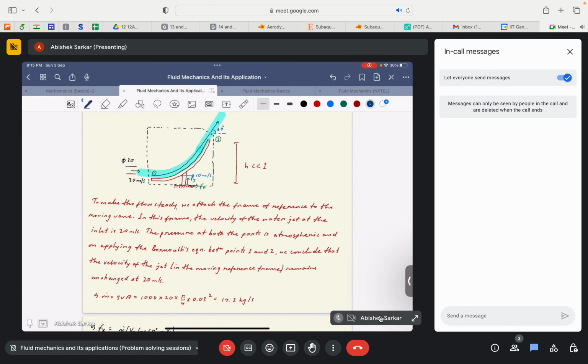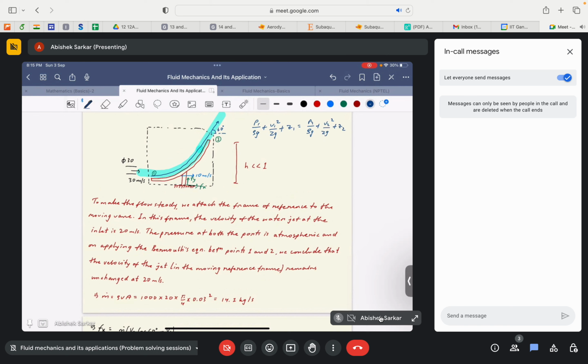So essentially, applying Bernoulli's equation tells us that the velocity at the inlet and at the outlet would be the same. Let me just write it. P1 by rho g plus V1 square by 2g plus Z1 equals P2 by rho g plus V2 square by 2g plus Z2.